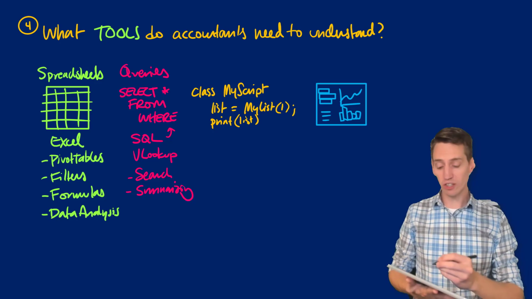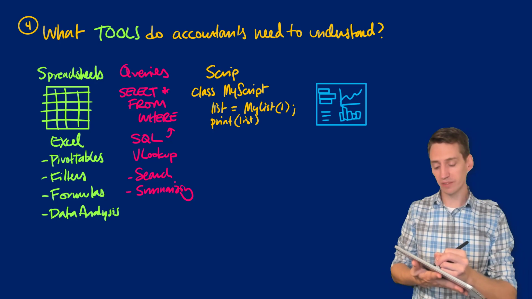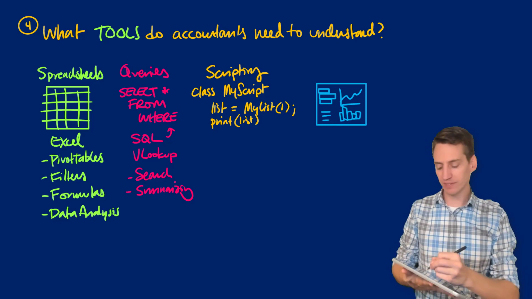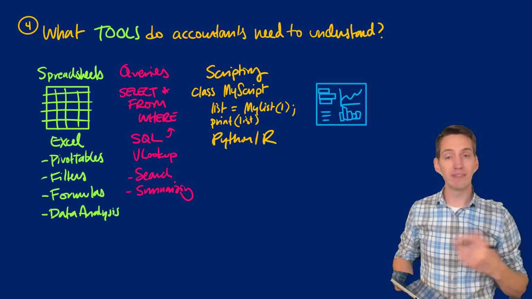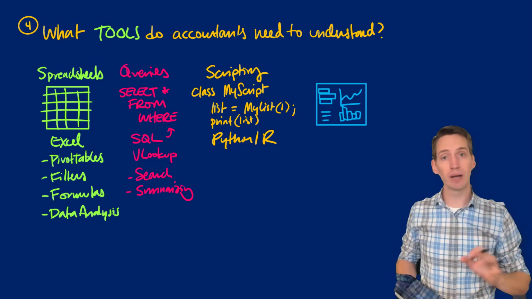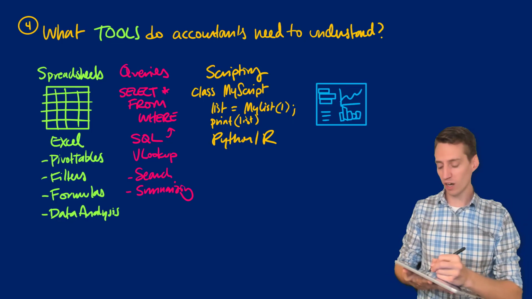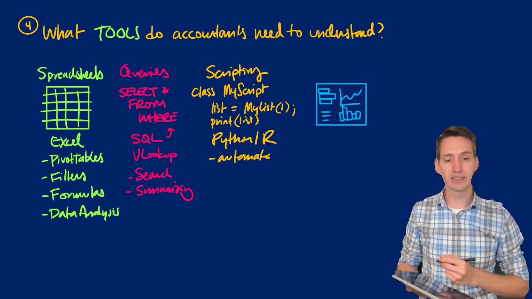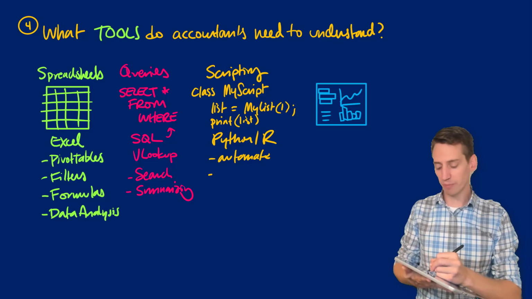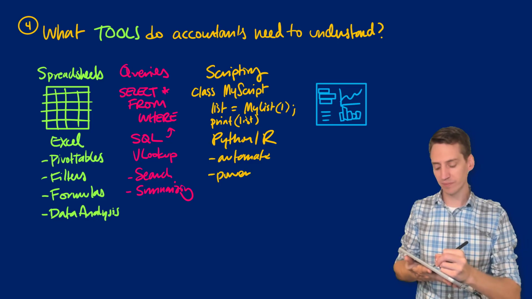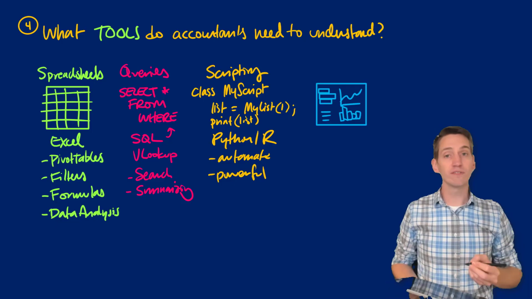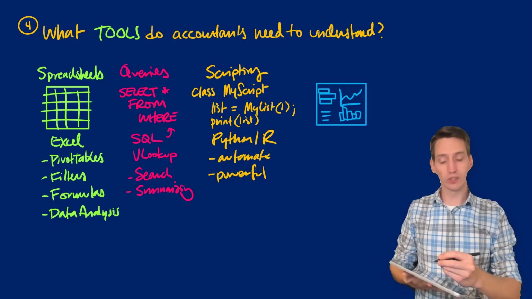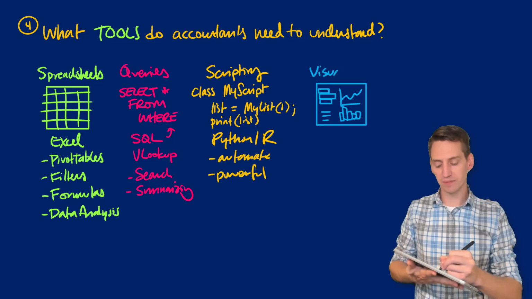Along that same line, you should also be familiar with a scripting language. Some examples of this include Python or R, and these scripting languages allow you to create programmable recipes that help you automate the process of data collection and analysis, and they allow you to do some powerful manipulation of data that you can't do in just regular software. Finally, you need to be fluent in visual storytelling or visualizations.